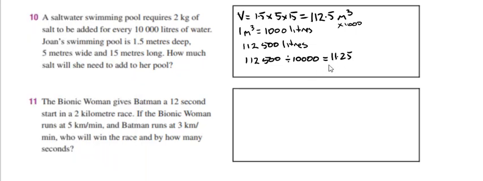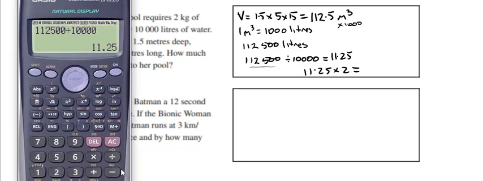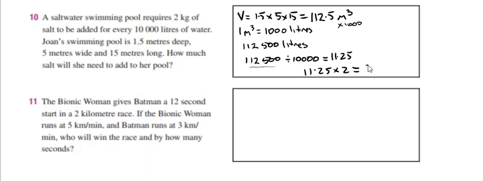So that just tells me that this pool here is 11.25 times bigger than 10,000. So if I do 11.25 times 2, that will give me my kilograms of salt. Times that by 2, which gives me 22.5 kilograms of salt.